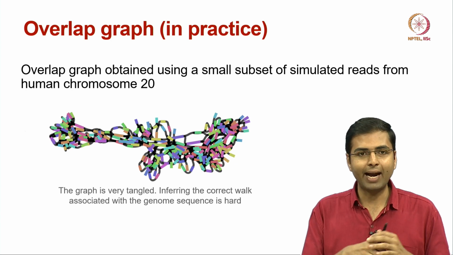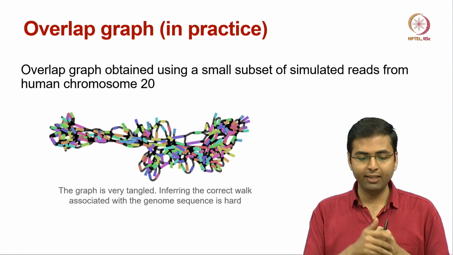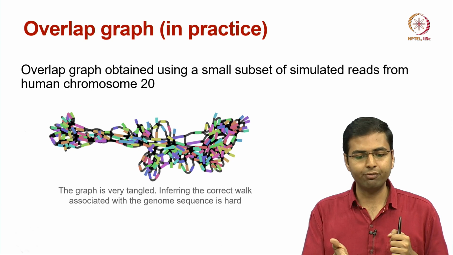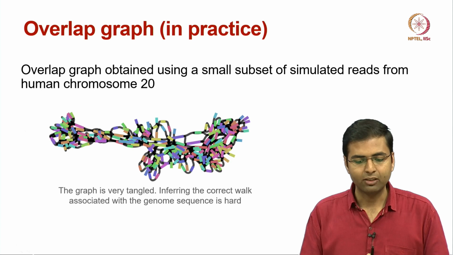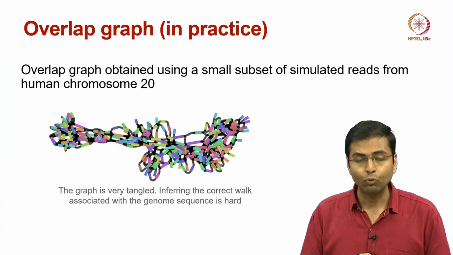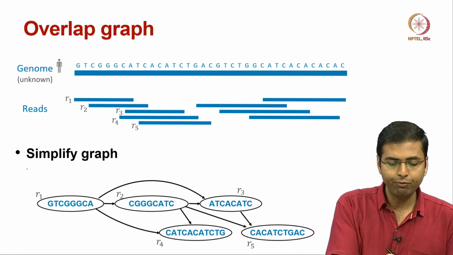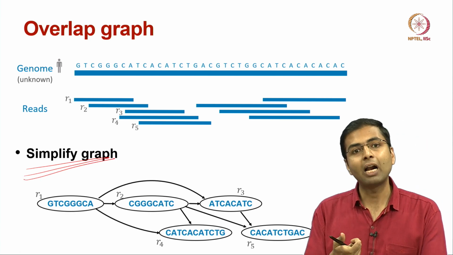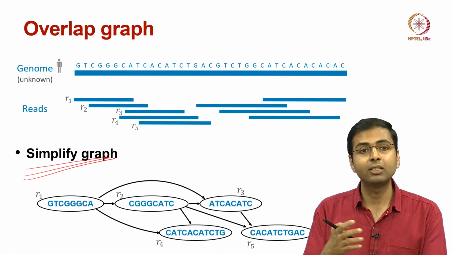Again, we would ideally like a linear chain-like structure, but this particular graph is very hard to interpret because we cannot see what walk we should use in this graph that would correspond to the actual genome sequence, right. So, inferring the correct walk associated with the genome sequence is hard. So, what do we do then? Well, one option is to simplify the graph. In practice, once an overlap graph is built, we would use some techniques to simplify the graph and reduce redundancy in the graph.